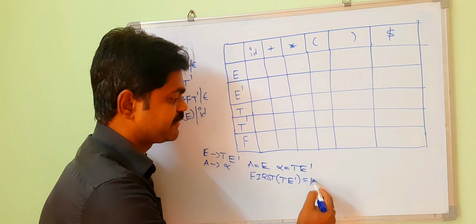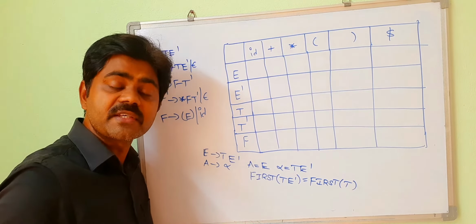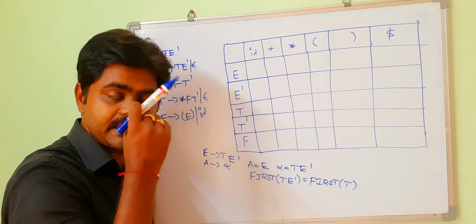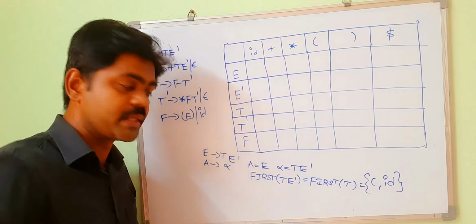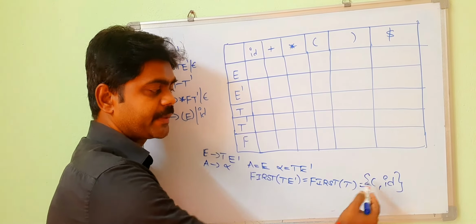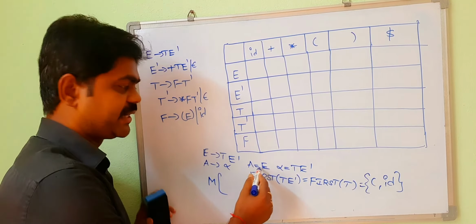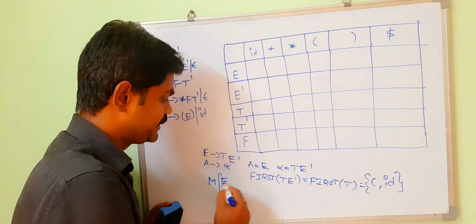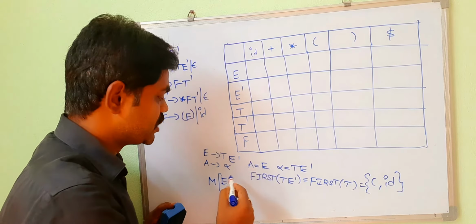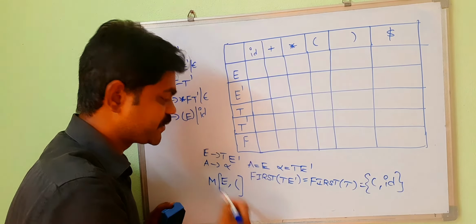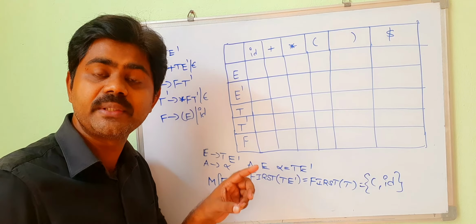Okay, so that is nothing but first of T. So what is first of T, which we already calculated previously, right? So we need to check what is first of T. First of T equals open parenthesis, id. So M of A, what is A here? E. So we got two terminals here: one is open parenthesis, one is id. So M of E comma open parenthesis. What is the formula here? M of capital A comma small a equals A tends to alpha.